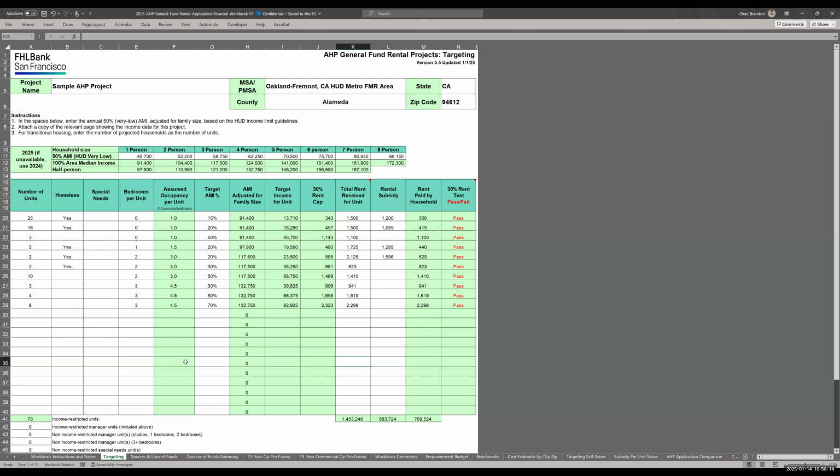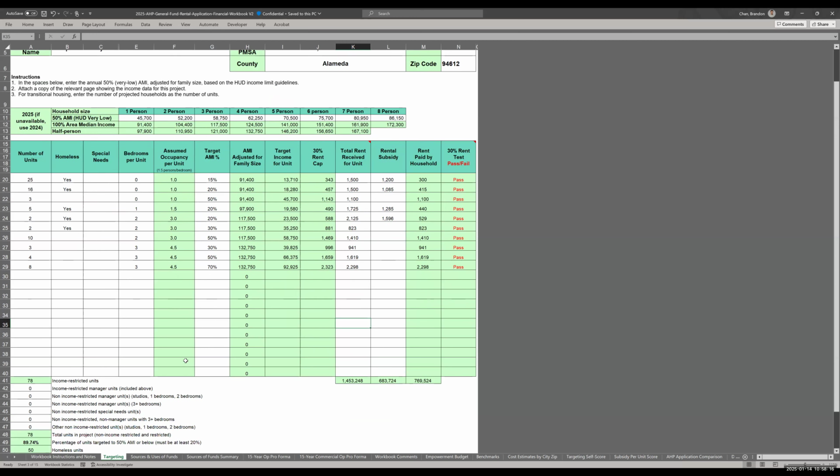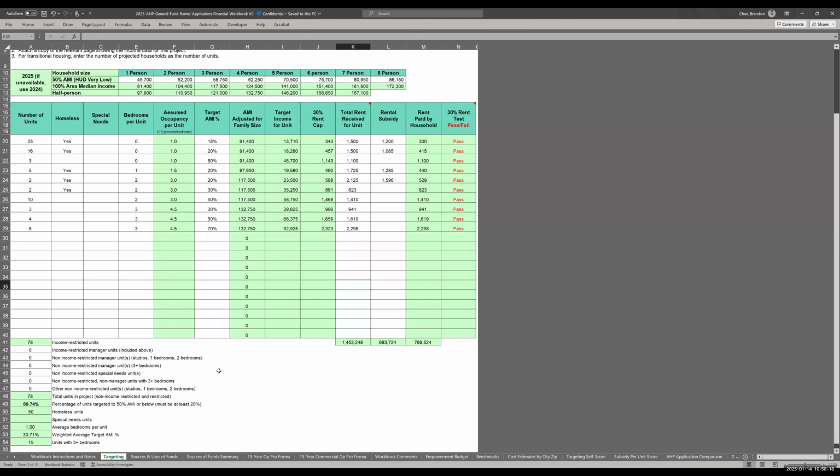Be aware that there is a field where you can include non-income restricted special needs units, such as seniors, if appropriate. There is also a similar field for non-income restricted large family units. Enter the annual 50%, very low, AMI income limits adjusted for family size based on the HUD guidelines. If HUD doesn't release the 2025 income limits by the deadline, use the 2024 limits.